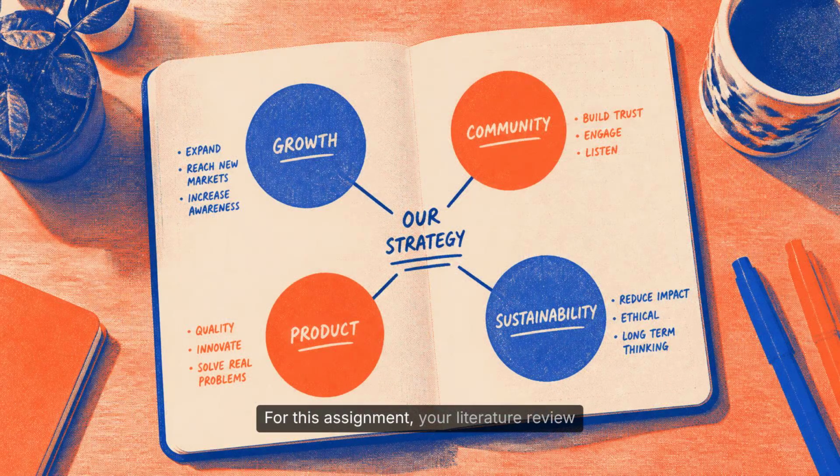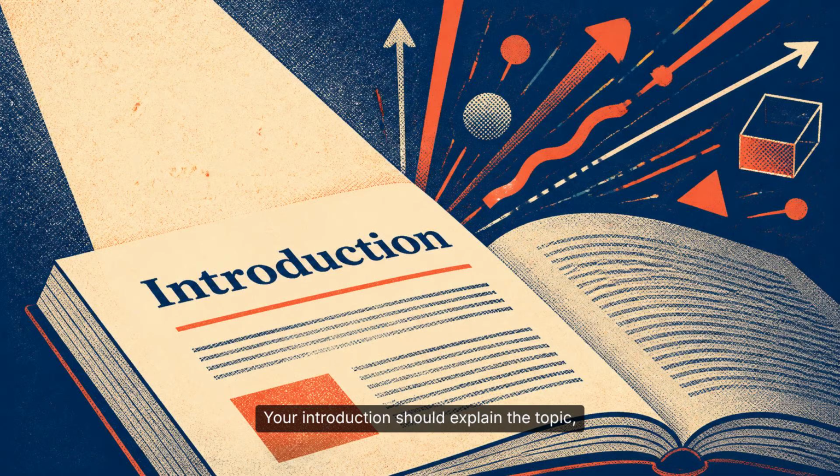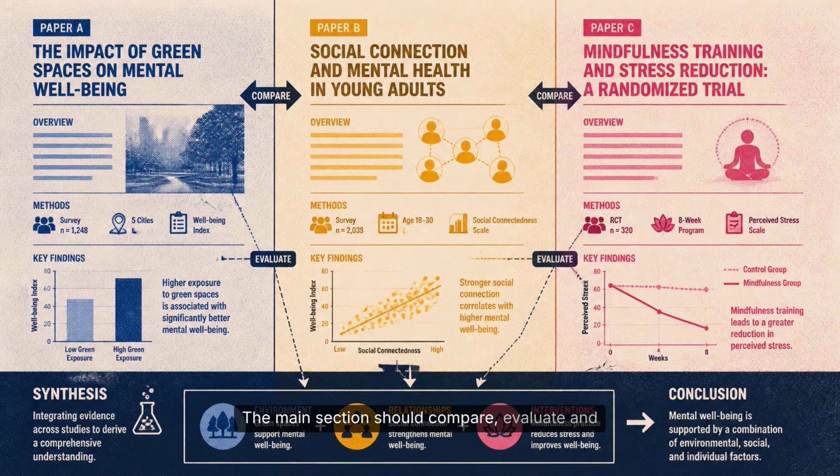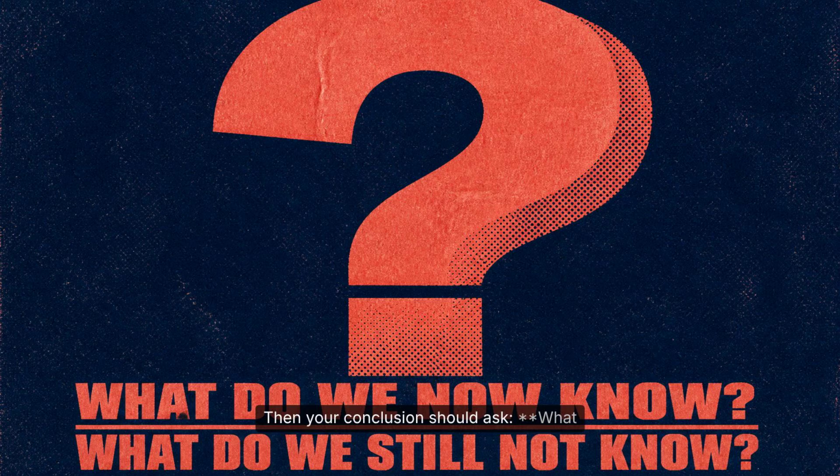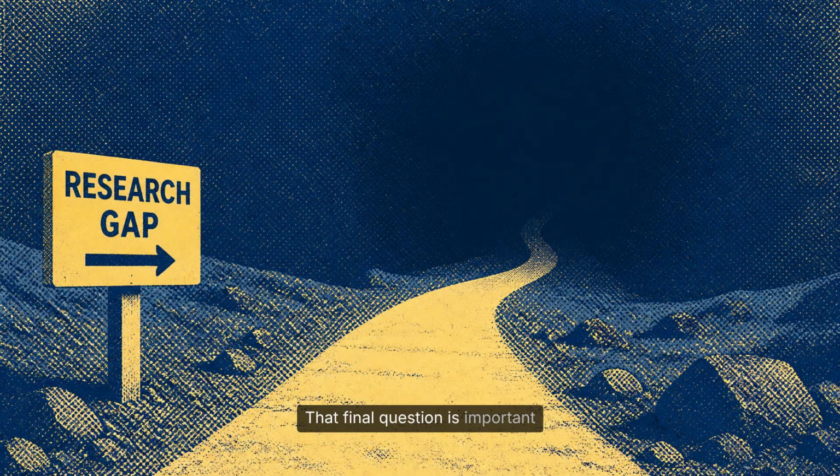For this assignment, your literature review should usually contain 2 to 4 themes. Your introduction should explain the topic, why it matters, and what the review will examine. The main section should compare, evaluate, and synthesize the literature around those themes. Then your conclusion should ask, what do we now know, and what do we still not know? That final question is important because your literature review should lead towards a research gap.